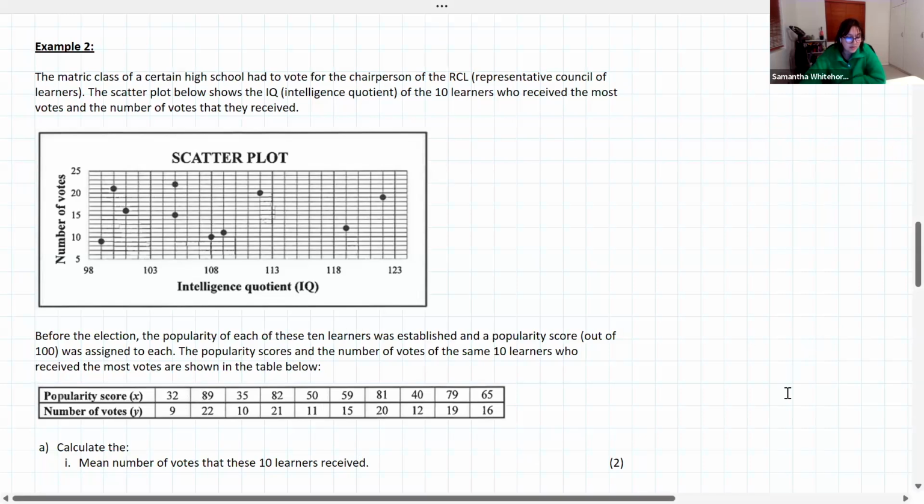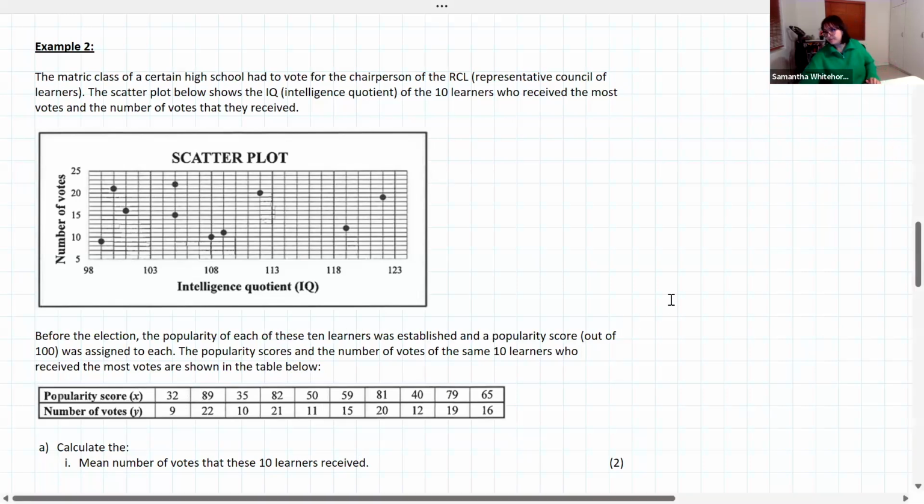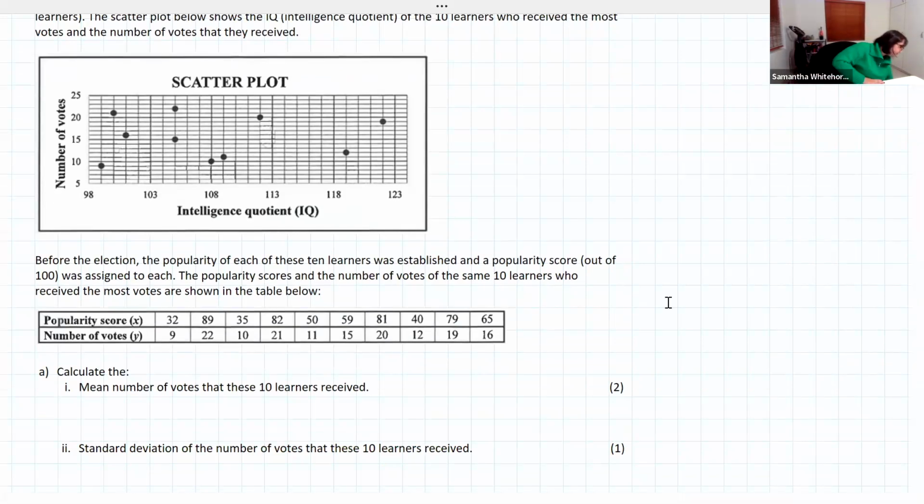So you've got a table, you've got a scatter plot, they've been nice, they've labeled the X and the Y. The second you see that, you're probably going to work out least squares regression line, correlation coefficient, etc., etc. Right, so if we have a look at our first question, it says calculate the mean number of votes that these learners received.